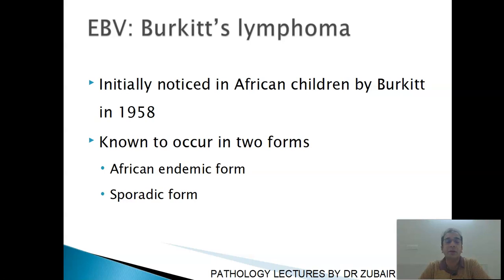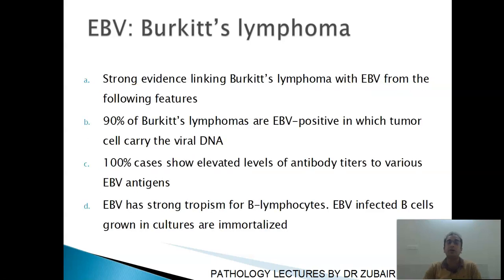Coming to Burkitt's lymphoma, initially noticed in African children by Burkitt in 1958, it is known to occur in two forms, African endemic and sporadic form. Burkitt's lymphoma is one lymphoma which can be easily treatable, though it's very aggressive. If you diagnose it quickly, it is amenable to chemotherapy. So there is strong evidence linking Burkitt's lymphoma with EBV from the following features. 90% of Burkitt's lymphomas are EBV positive, in which the tumor cells carry the viral DNA.